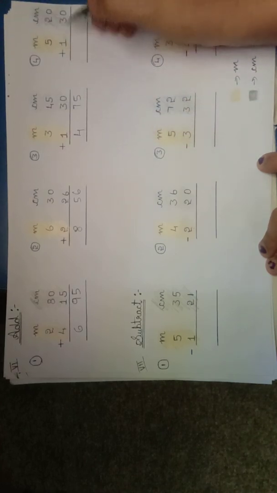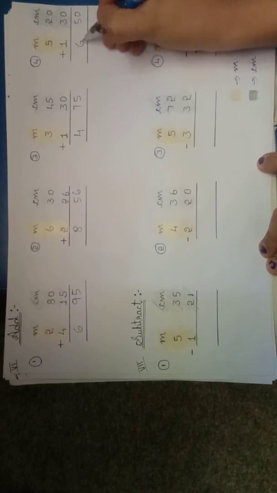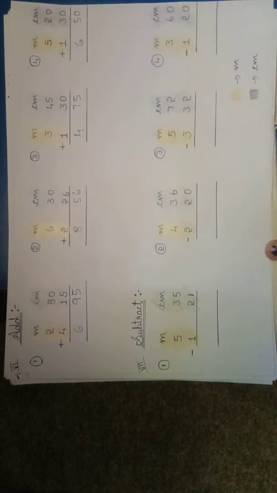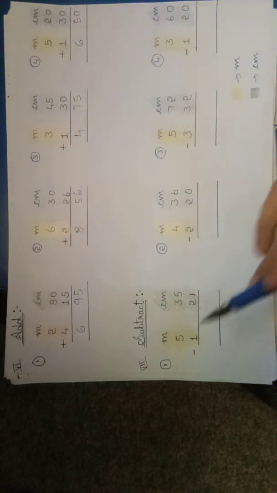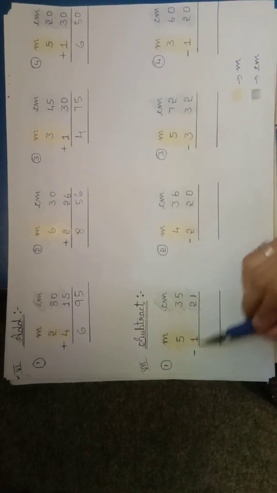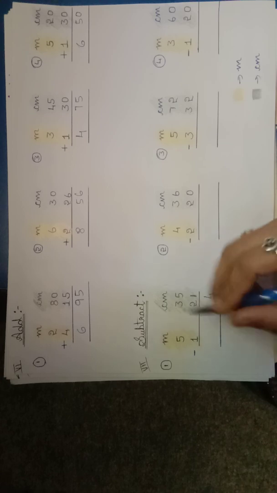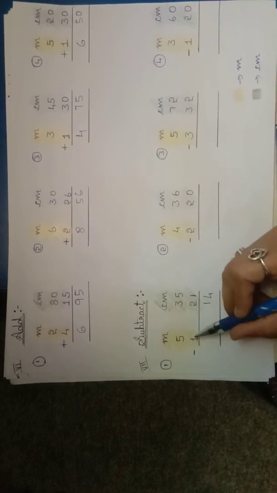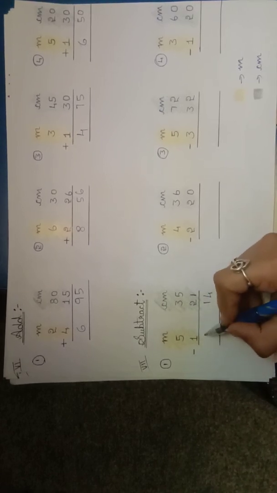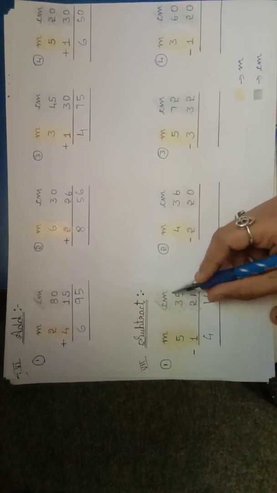Fourth problem, 0 plus 0 gives you 0. 2 plus 3 gives you 5. Move on to meters. 5 plus 1 gives you 6. So your answer is 6 meter 50 centimeter. Next main is subtraction. Okay, you have to do the subtraction here. 5 minus 1 gives you 4. Next, 3 minus 2 gives you 1. Move on to meters. 5 minus 1 gives you 4. So your answer is 4 meter 14 centimeter.